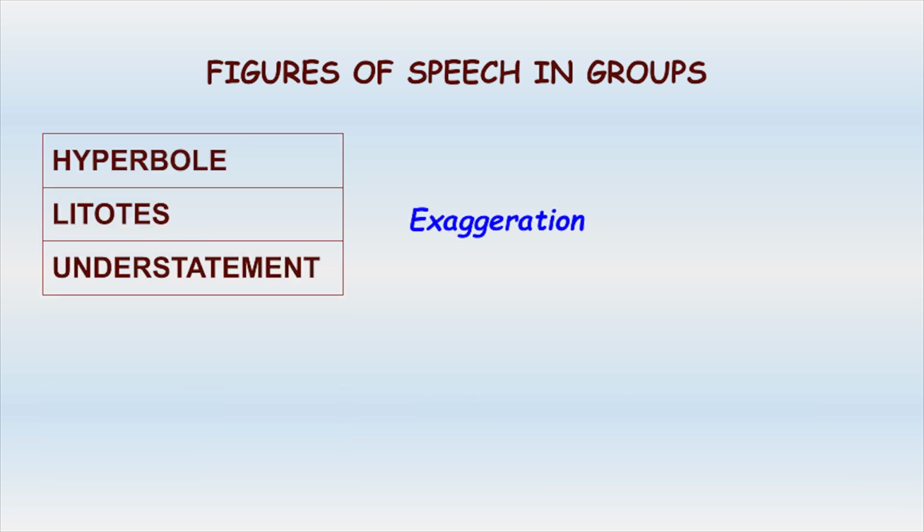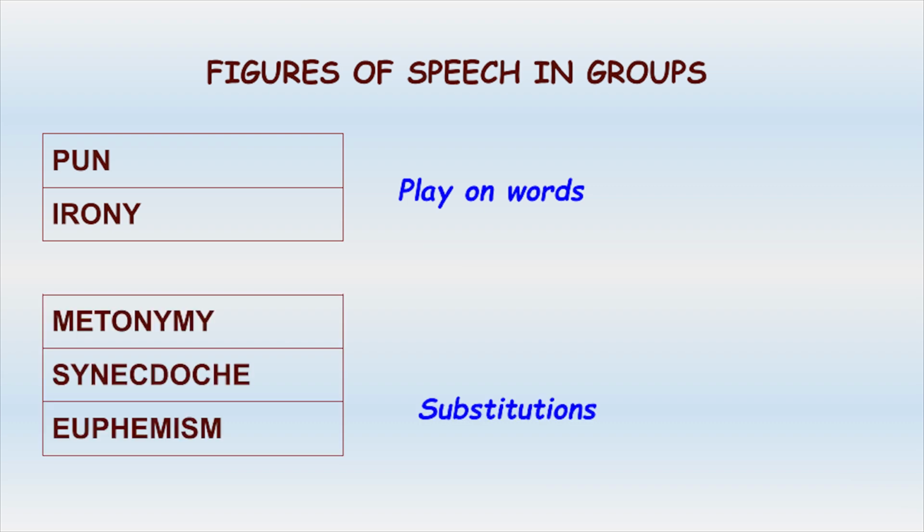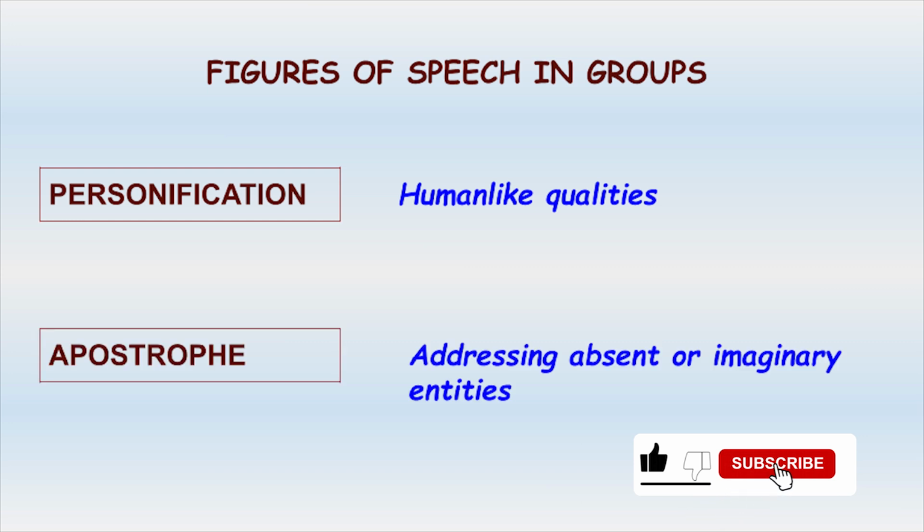Hyperbole, litotes, and understatement are figures of speech of exaggeration. Alliteration, assonance, and onomatopoeia are figures of speech that are sound related. Pun and irony are figures of speech that play on words. Metonymy, synecdoche, and euphemism are figures of speech of substitutions. Then we have personification that portrays human-like qualities, and apostrophe that addresses absent or imaginary entities.